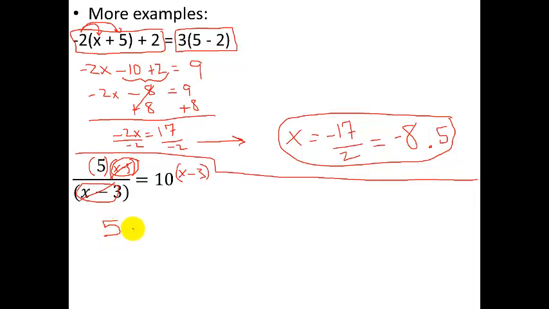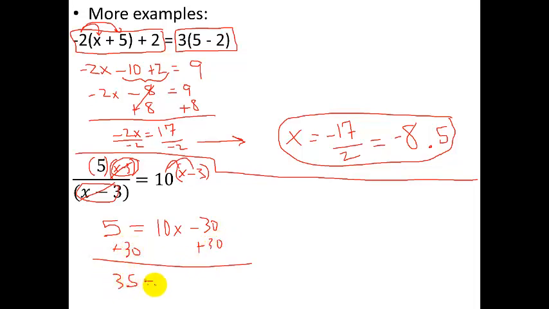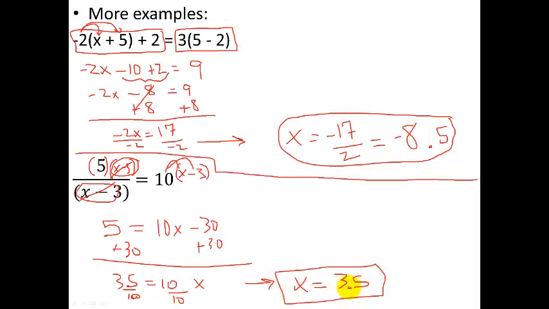So we have 5 on this side. Over here, though, we will distribute 10x. 10 times negative 3 is negative 30. Now we can solve like normal, just like the previous problems. Add or subtract to cancel this 30 out. We're going to add. Plus 30, so we have 35 equals 10x. Last step, divide by 10, divide by 10, and x equals 3.5.